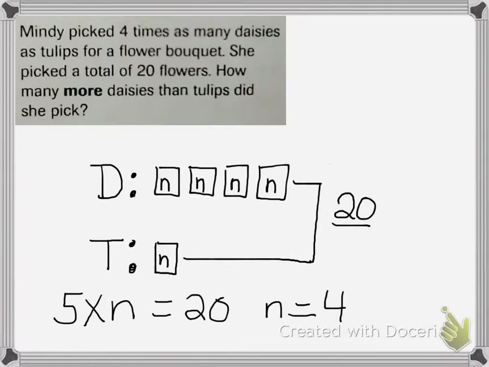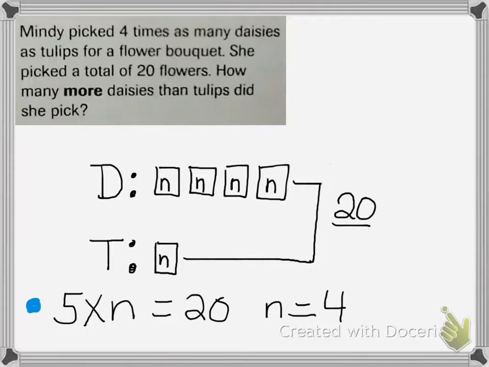Okay, here is the first problem and the model that you should have created. There are 4 times as many daisies as tulips. Together there are 20. So we have the number sentence right down here. 5 groups of n that you see in the model equals 20. Therefore, n equals 4.